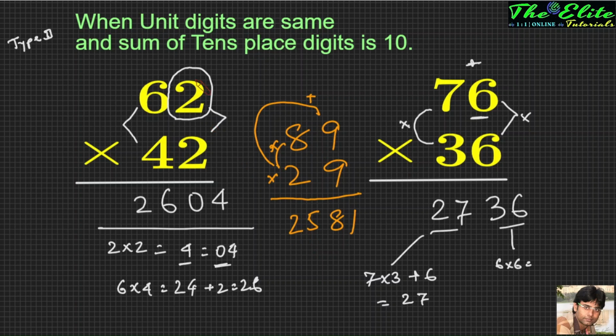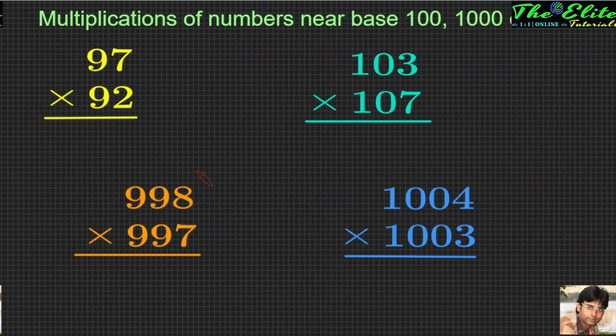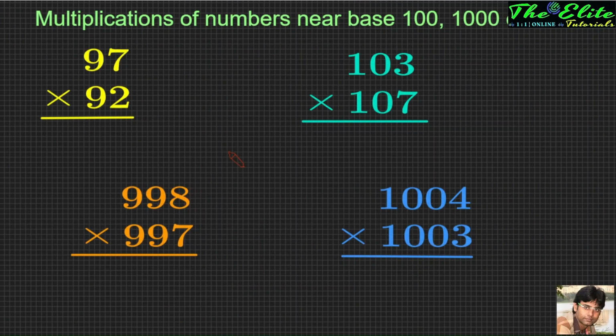Very easy. If you use this trick for this kind of problems whenever it comes before you, I think you can do it in 2 seconds, not more than that. So I assume that you have learned the tricks that we use on these 2 types of specific problems. Now the type of the problems will be multiplication of numbers near base 100 and 1000.